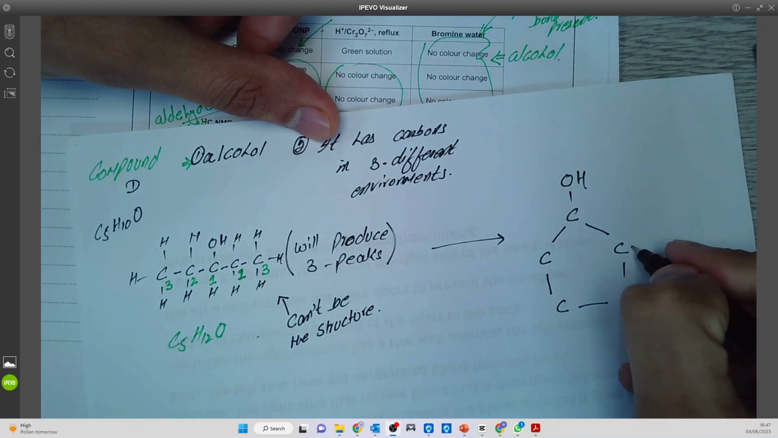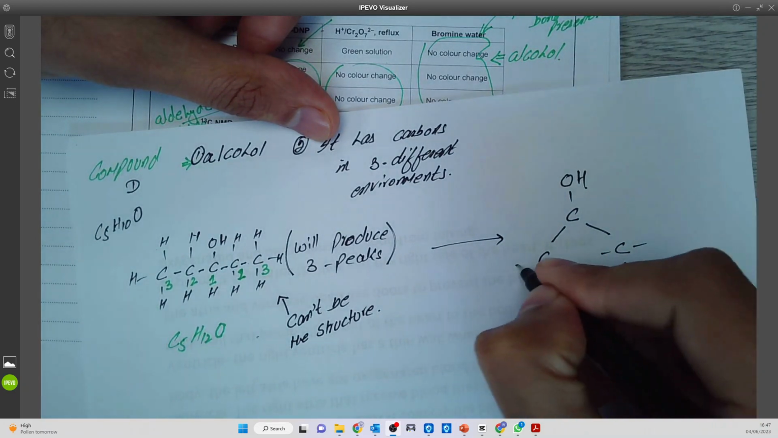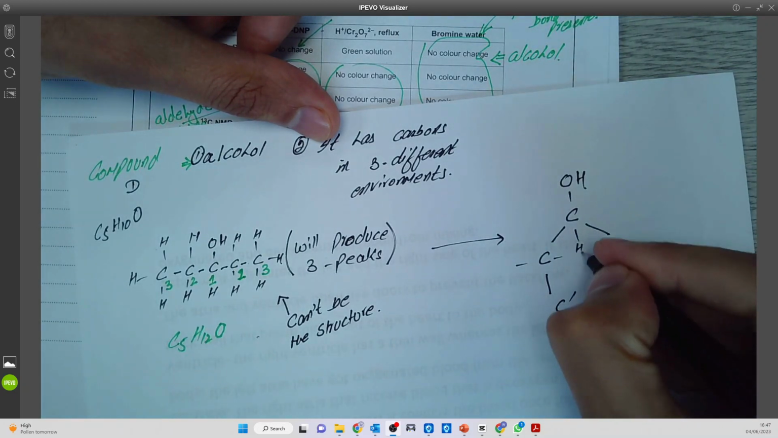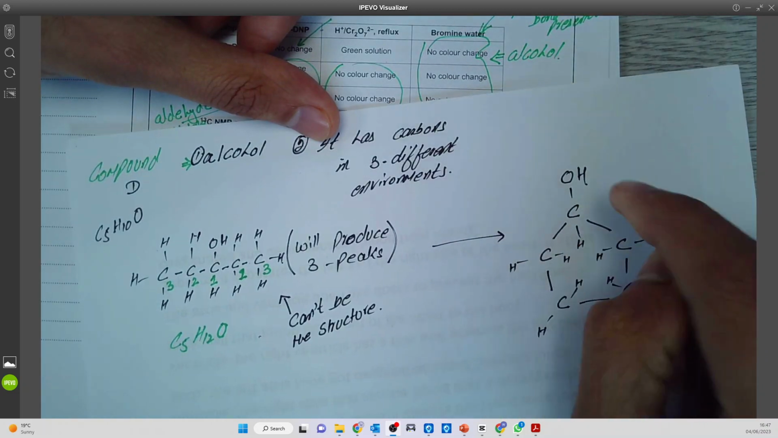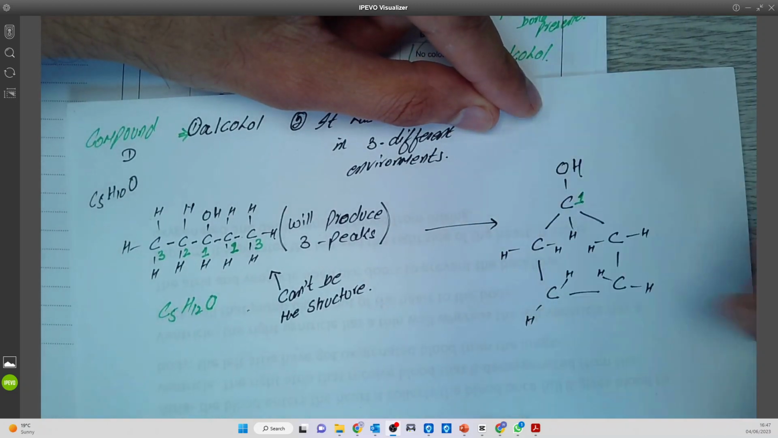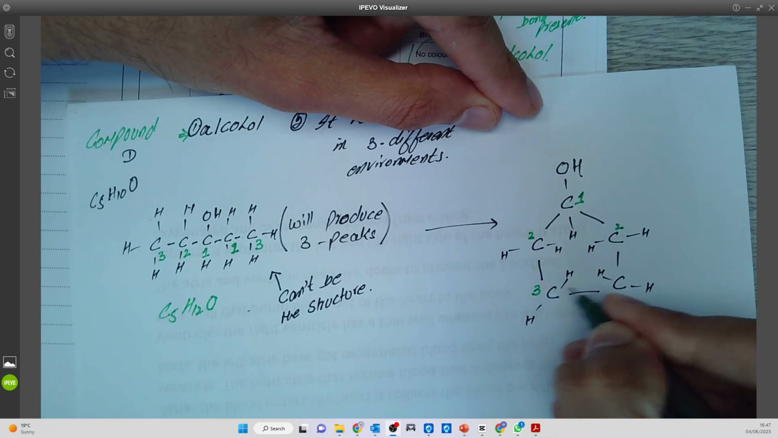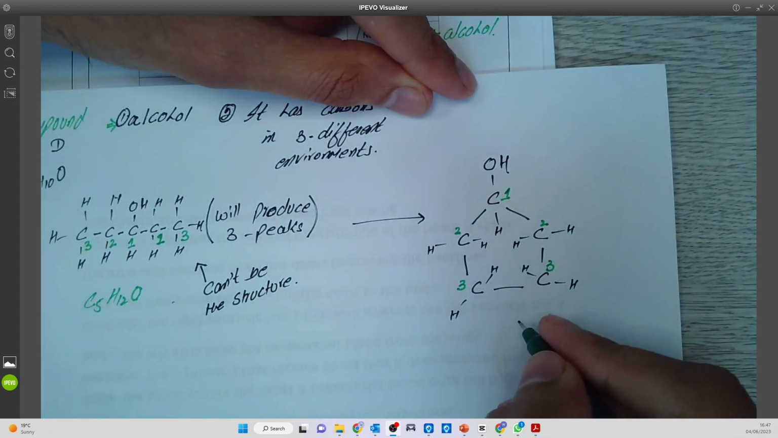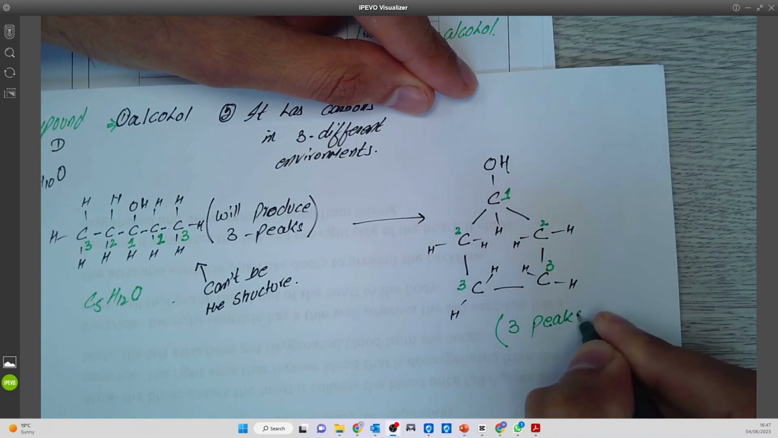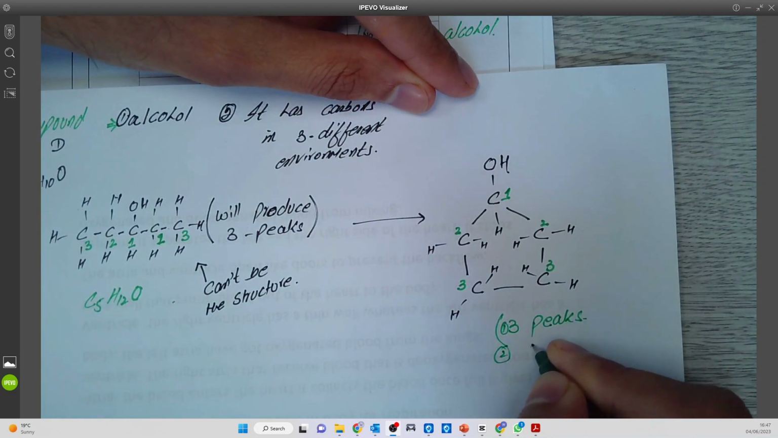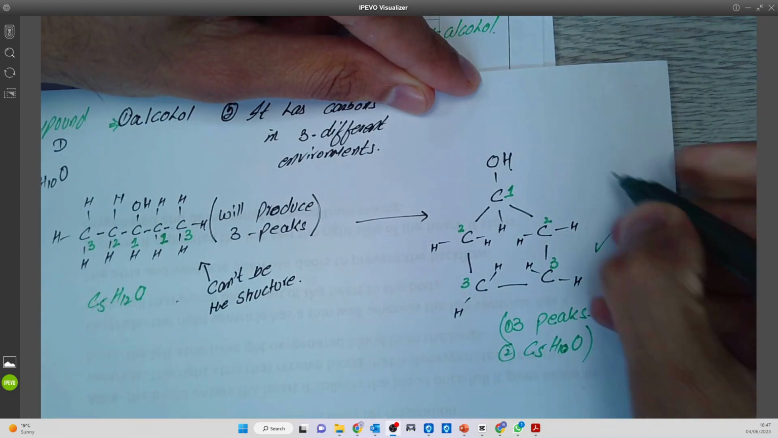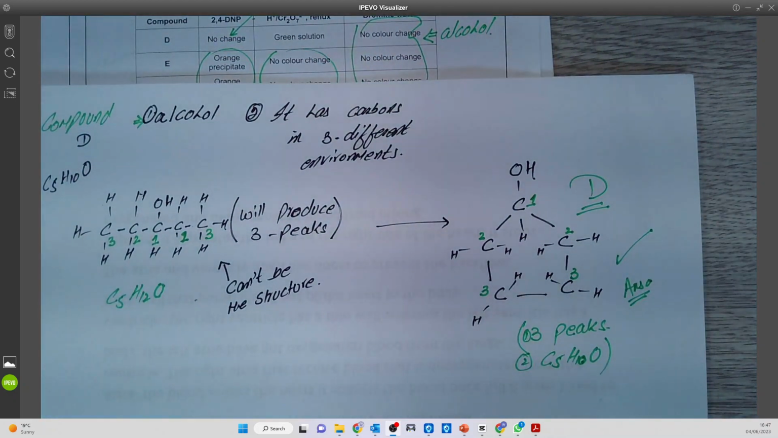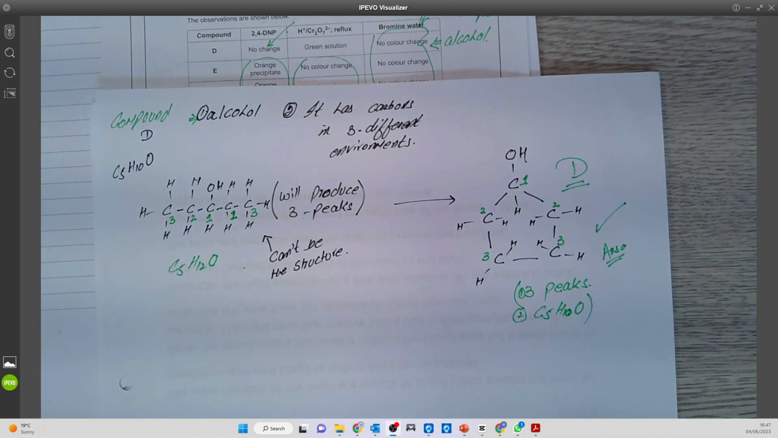Now how many hydrogens will be there? 1, 2, 1, 2, 1, 2, 1, 2, and 1. If I count these all up, 1, 2, 3, 4, 5, 6, 7, 8, 9, and that's 10. I can see now there will be one peak due to this, one peak due to these, and one peak due to these. So for this one, it will produce 3 peaks. And number 2, the molecular formula is C5H10O. So this is the correct version. This is my answer 4. So this is my structure D.